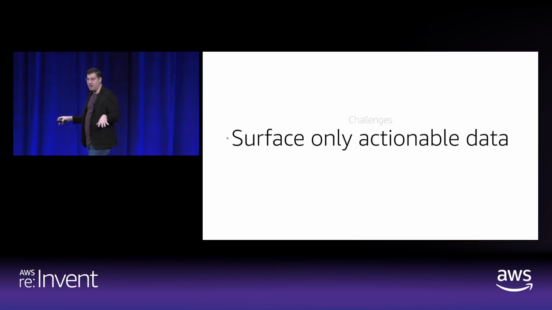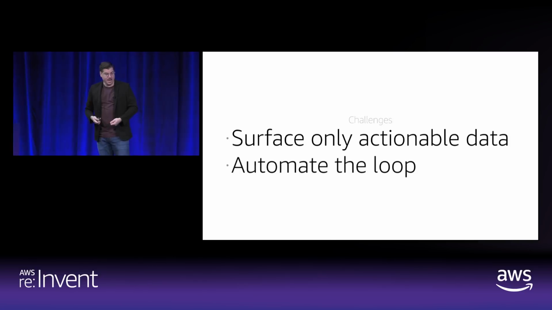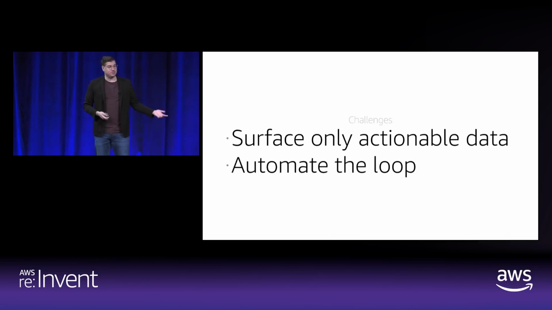So our challenges here is that we want to make sure that we're only going to surface actionable data, right? We want to get rid of that crap. We want to make sure we have high confidence actionable data, and we want to automate this as much as possible. So the good news is Lambda is really easy to leverage.